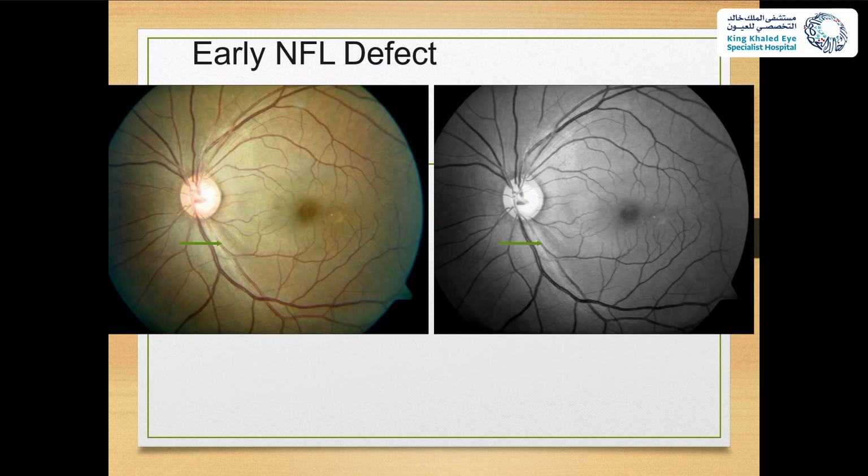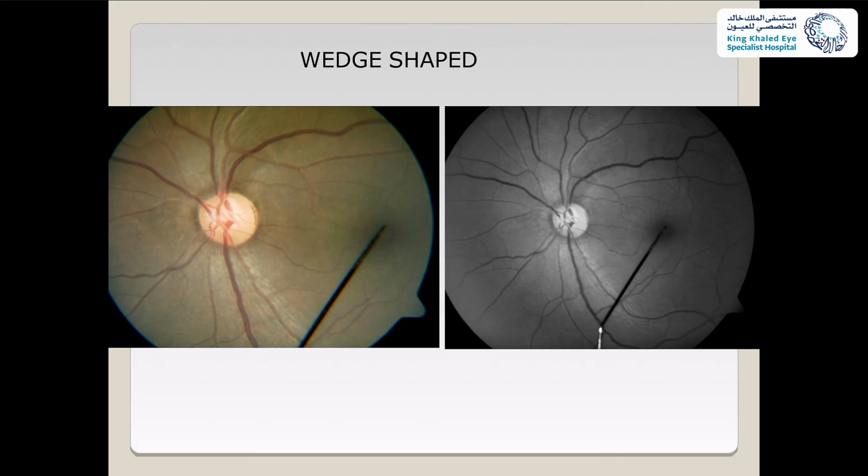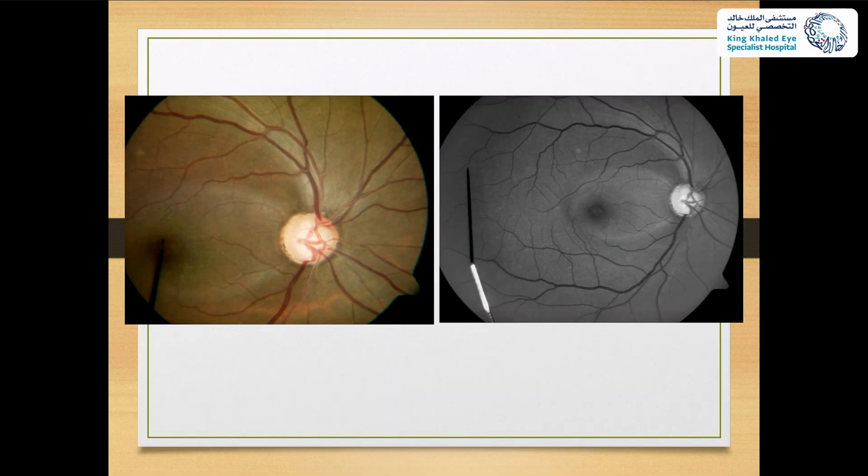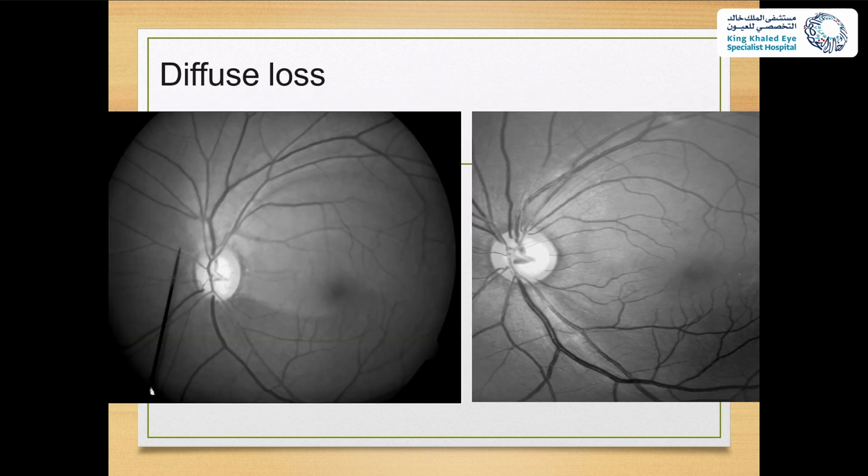Some early nerve fiber layer defects can be seen here. Loss of the luster in the defect can be seen more clearly in the red-free or green images. Can be wedge-shaped defect. Another defect here, more clear. Another defect here. Can be diffuse loss, almost no striation, as can be seen in this advanced case.